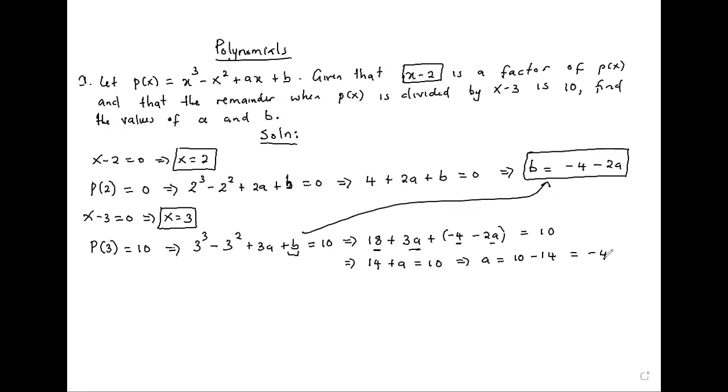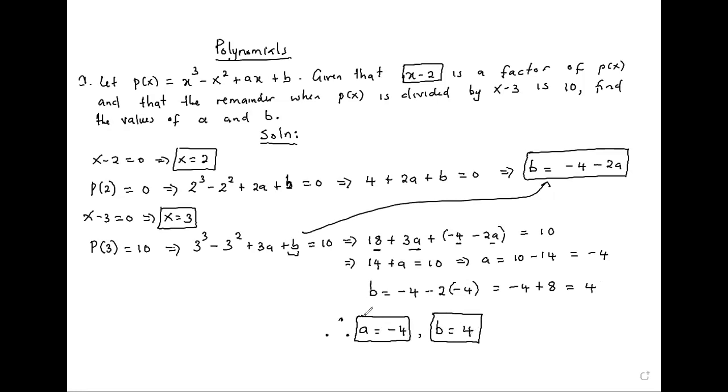If that is the case, then we substitute to find b. Negative 4 minus 2a, with a being negative 4, so we get negative 4 plus 8, which is equal to positive 4. Therefore, a is negative 4, b is positive 4. So I found the values of a and b.